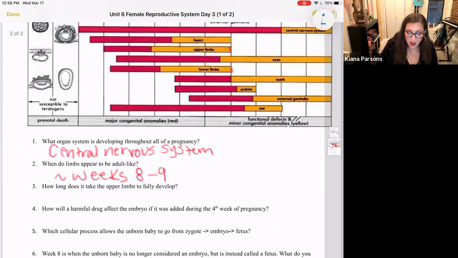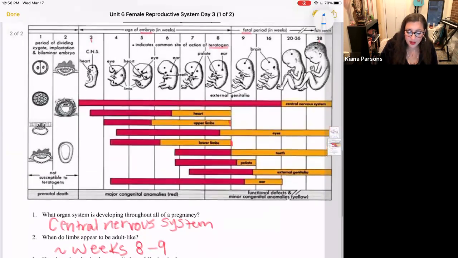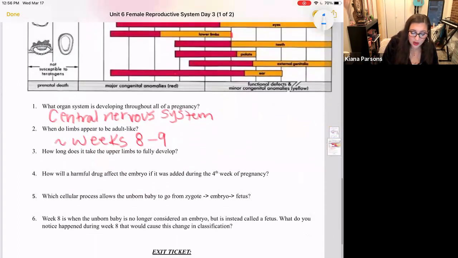How long does it take the upper limbs to fully develop? Again, this is all about interpreting this data. We can see here the upper limbs start developing around weeks 3 to 4 and stop developing around weeks 8 to 9. So on our broadest estimate, we have 6 weeks. On our smallest estimate, we have 4 weeks. So about 4 to 6 weeks.